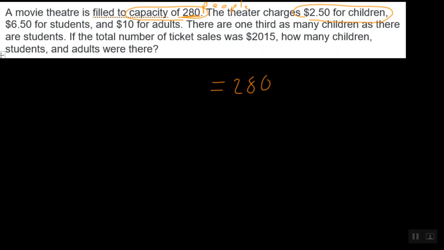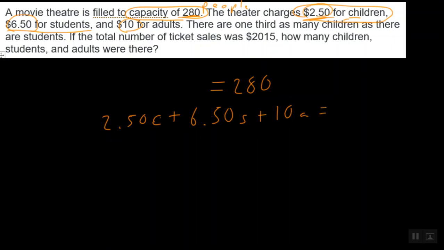And I hope you would understand that people is different than dollars. So an entirely different line, we're going to start 2.50. And of course, let's just use C for children. Plus $6.50 for students, so we're going to write 6.50, S for students, plus $10 for adults. Hey, we can write 10A is equal to.